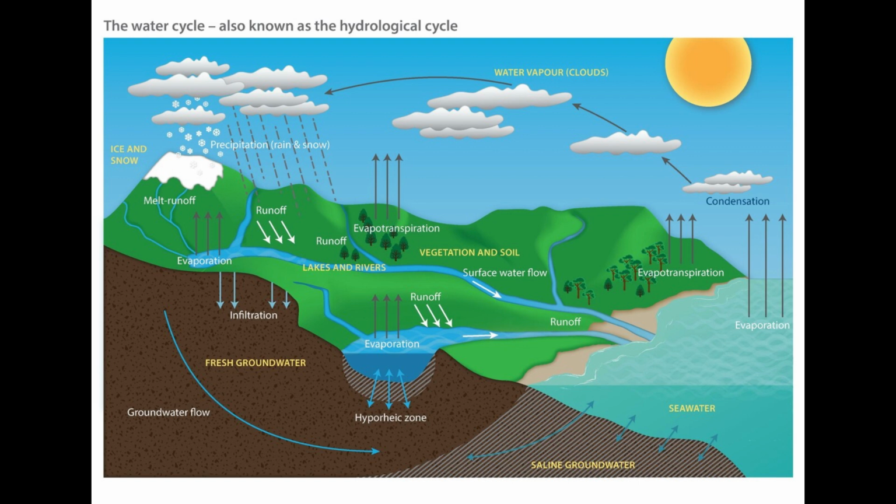Plants release water into the air through evapotranspiration, while surface water flows as runoff to lakes and oceans. The cycle includes fresh and saline water systems, connecting groundwater, surface water, and seawater. In conclusion, the image effectively illustrates how water goes through a hydrological cycle.